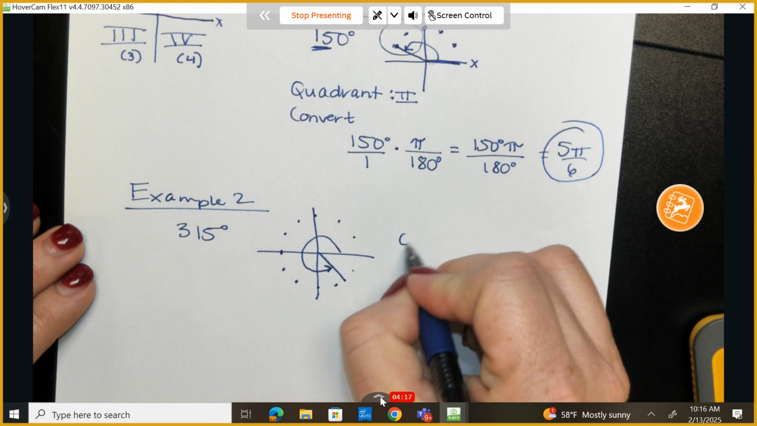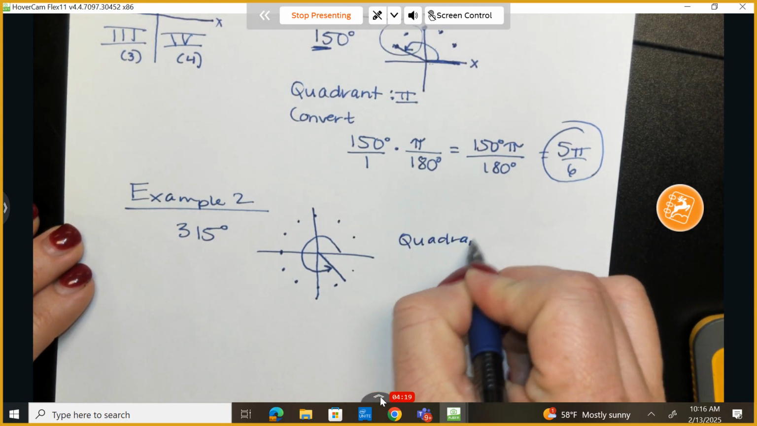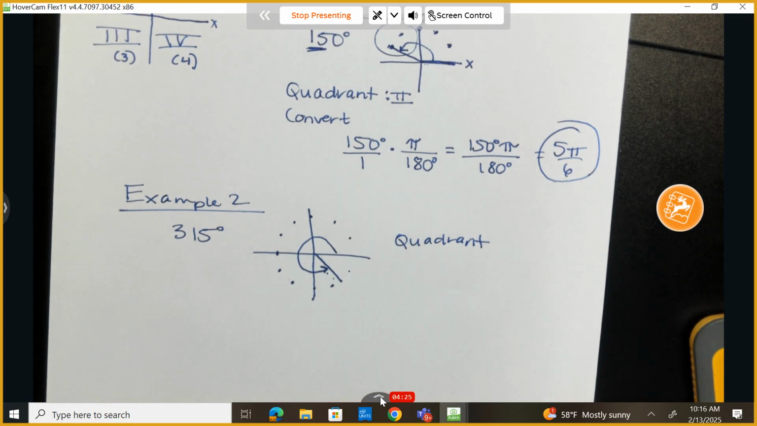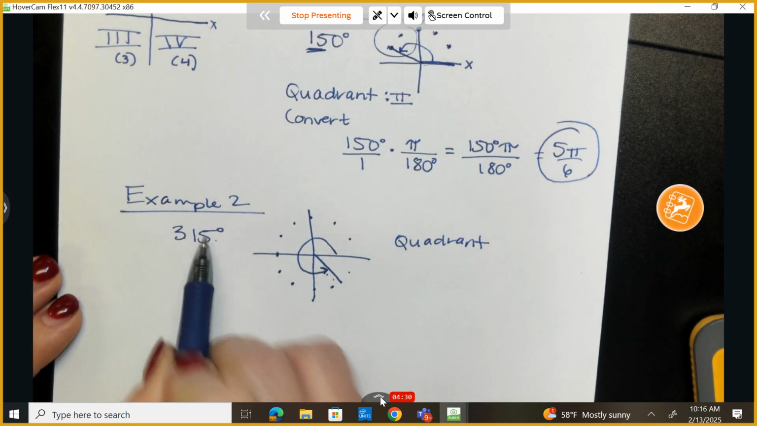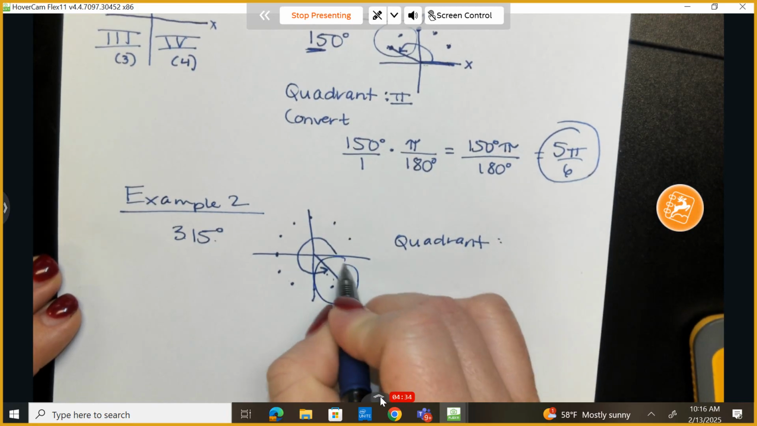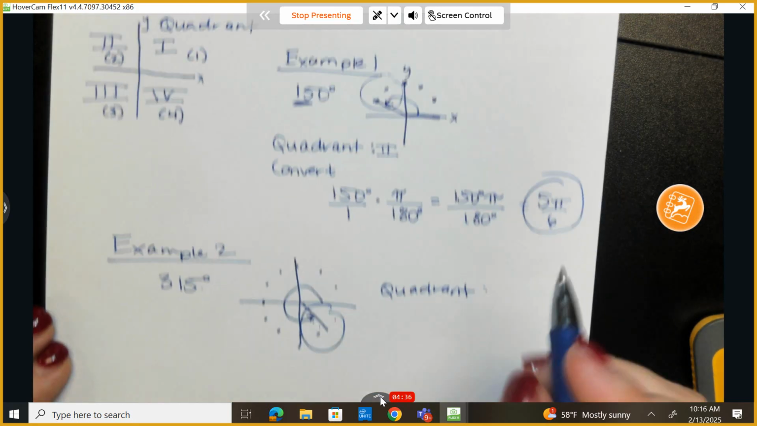The second question is, what quadrant does this terminal angle lie in? That means once you make this line, where does it land? That's called the terminal angle. Once you make this line that represents this angle, where does it land? That's called the terminal angle. This lands right down here in quadrant number 4.